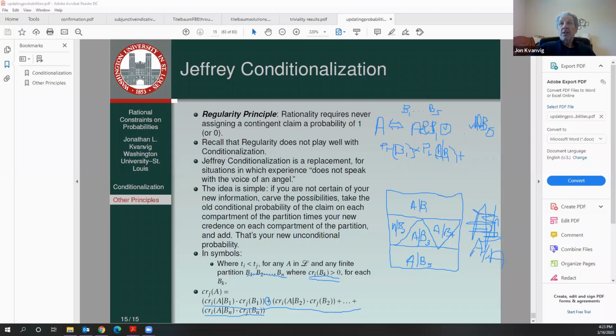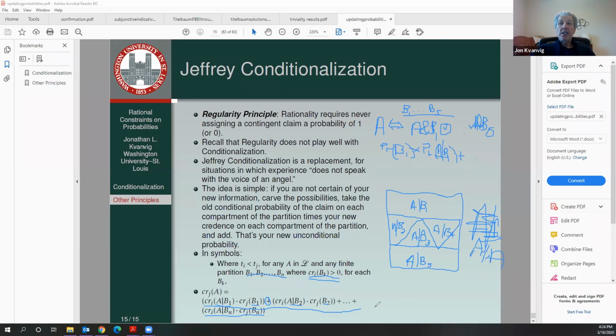So call this the disjunctive normal form expansion of A relative to this partition. That's a standard move that we will use over and over again in proving things and calculating things in probability theory. And Jeffrey conditionalization plays off of that. It takes a conditional probability, multiplies it by the size of the element of the partition, and then turns to the next element of the partition, figures out its size and multiplies it times the conditional probability. It's just using the disjunctive normal form expansion of A and the general conjunction rule to generate a value.